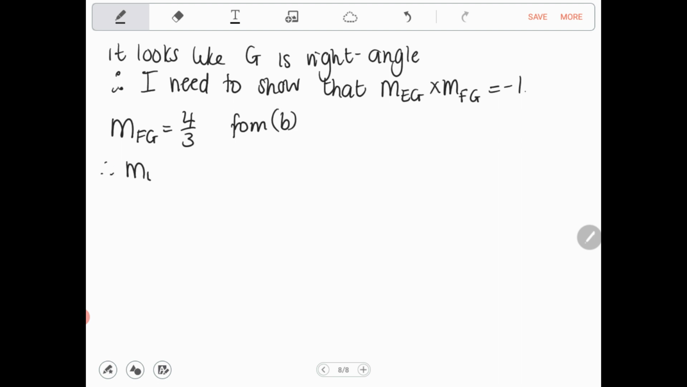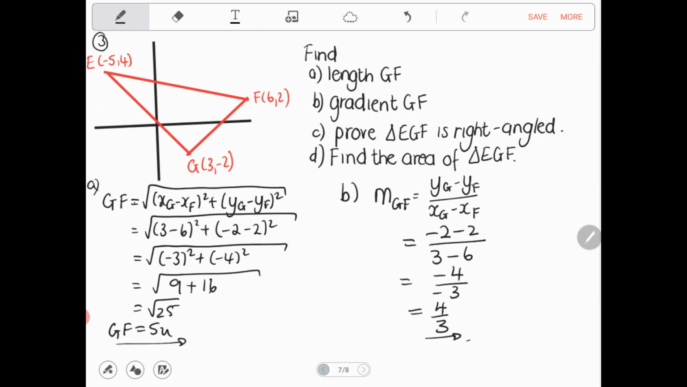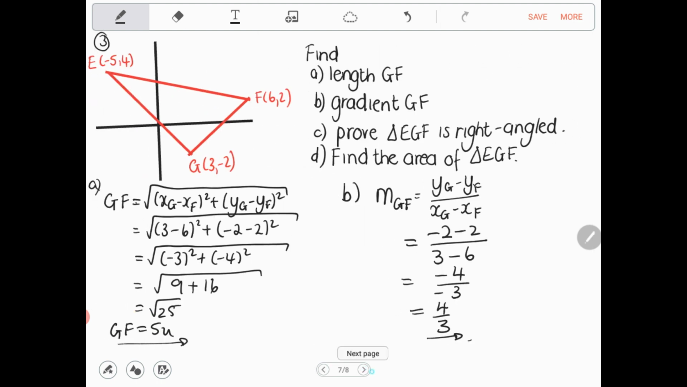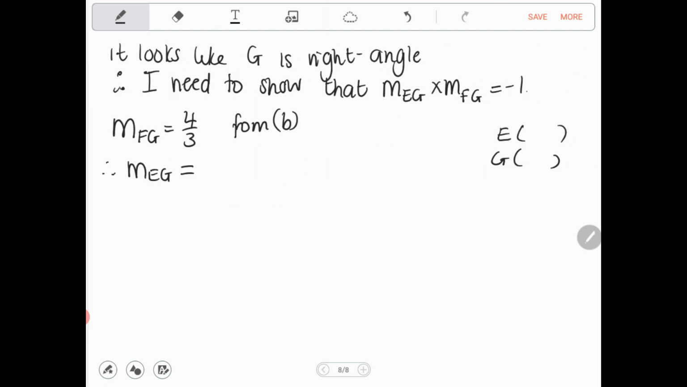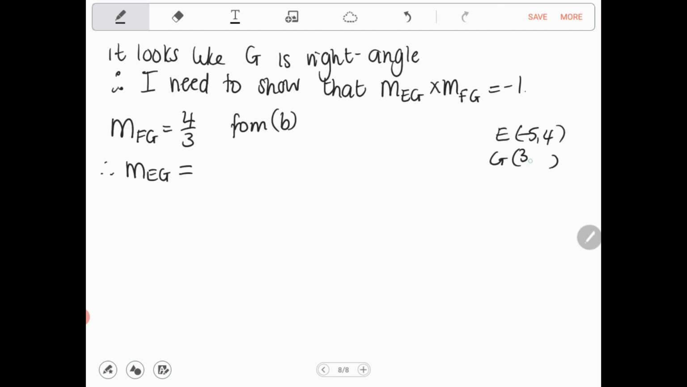So the gradient of EG is going to be equal to, and I'm just going to write E and G here so that I've got them on my page. E is (-5, 4) and G is (3, -2). Okay, so the gradient of EG is the y at E minus the y at G over the x at E minus the x at G. So that's going to be 6 over -8, and then divide 2 into the top and the bottom. That's going to give me -3/4.